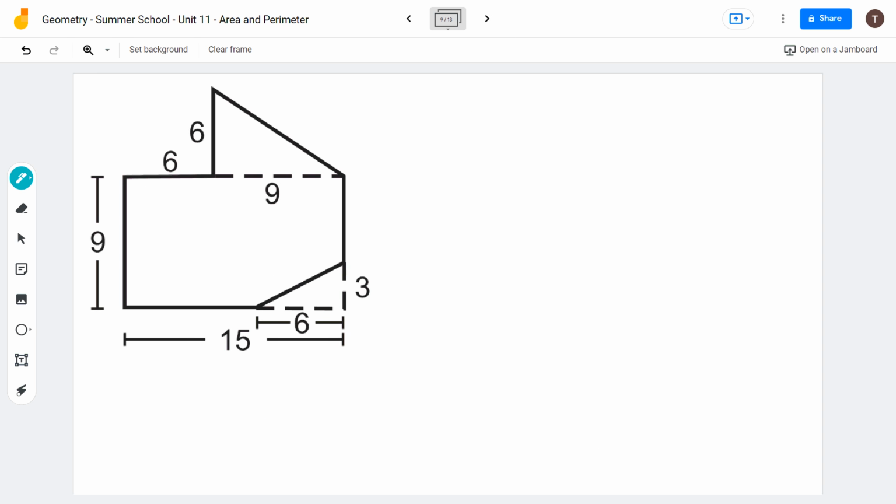Okay, I'll look at this one here. So let's start with area. There's a couple ways to think about this one. We'll put area up here. How I'm thinking about it right now is I have this triangle here. The triangle is 9 and 6. So it'd be 1/2 times 9 times 6, which I think would equal 27.